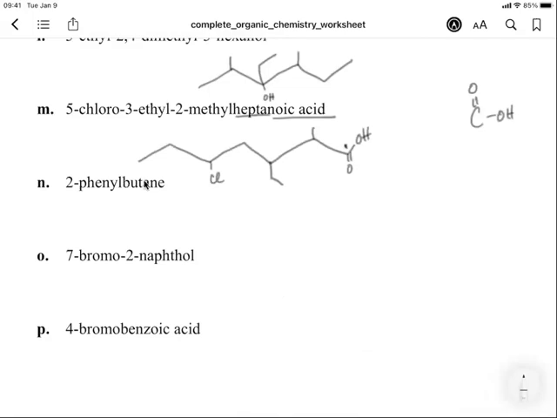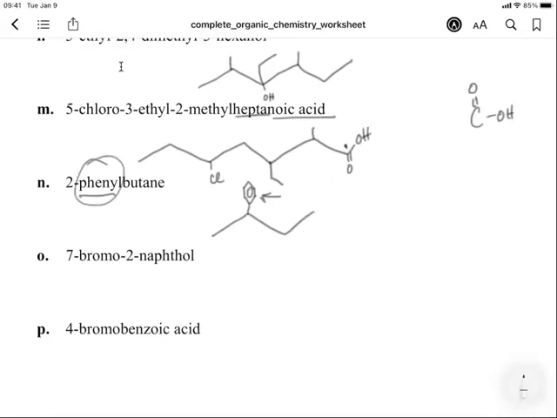Phenol. I think that's a benzene ring. Okay. Phenol is when benzene is an alkyl group. So we've got phenylbutane, 1, 2, 3, 4, and 2 phenyls. So then I go up like this. So when benzene is a branch, it's called phenyl.